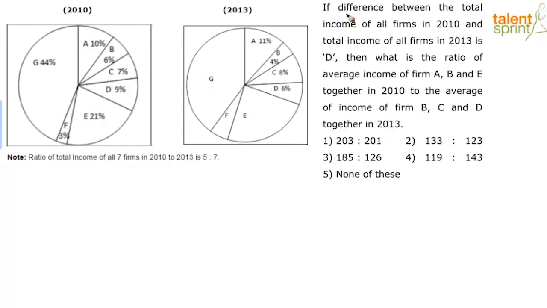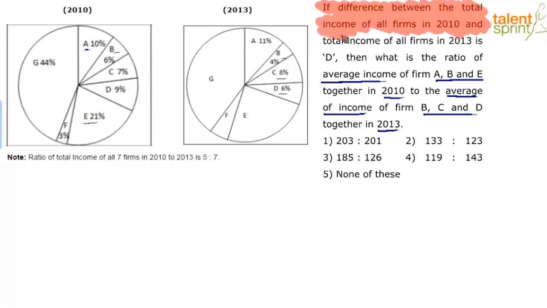So basically he says that the difference between the total income of all firms in 10 and the total income of all firms in 2013 is D. Then he's asking us to find the ratio of the average income of A, B, E in 10 and the average income of B, C, D in 13. I think A, B, E are known to us. B, C, D are also known to us. Why is the difference needed? Well, I don't think the first part of the question is needed. It's redundant, right? We don't need it to answer the question. I think we can just look at the remaining part of the question and answer.